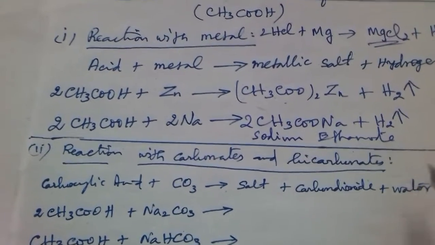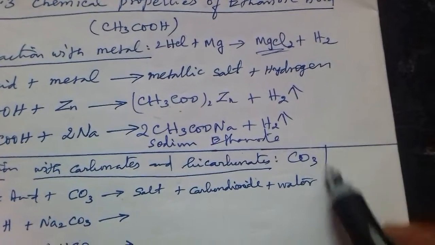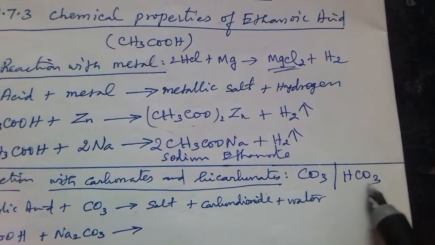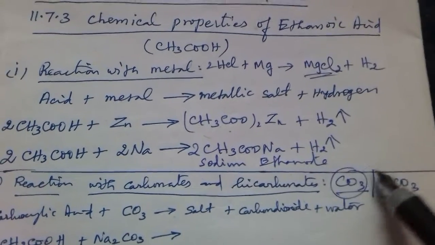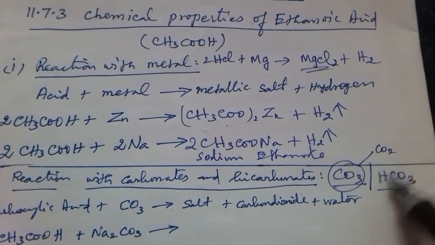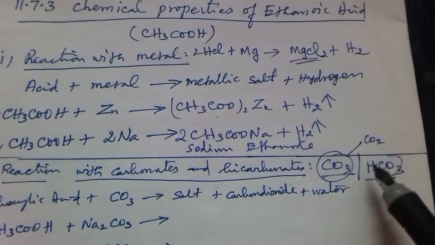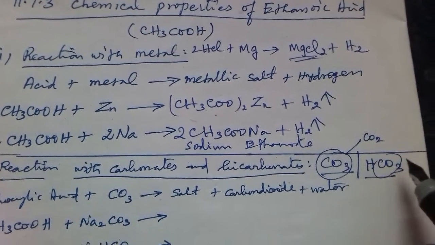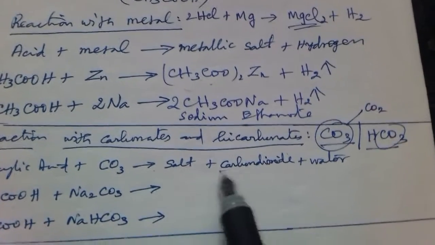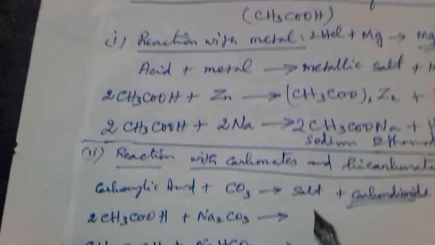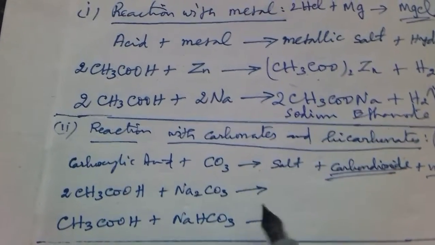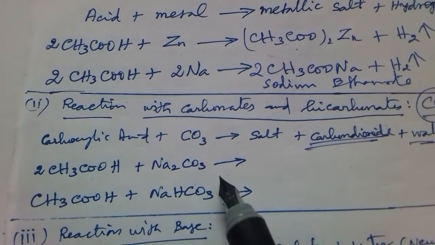What is the formula of carbonate? Carbonate formula is CO3 and bicarbonate formula is HCO3. Carbonate and bicarbonate both contain carbon dioxide. So whenever carbonate or bicarbonate reacts with the acid, carbon dioxide gas is liberated along with water, and the salt is formed. Similarly here, ethanoic acid reacts with sodium carbonate.